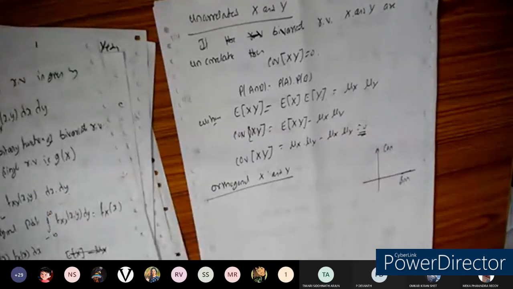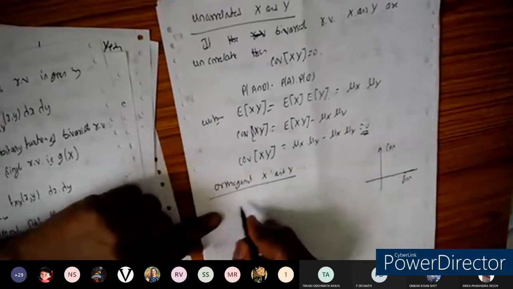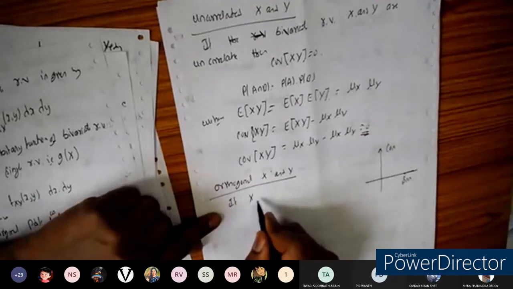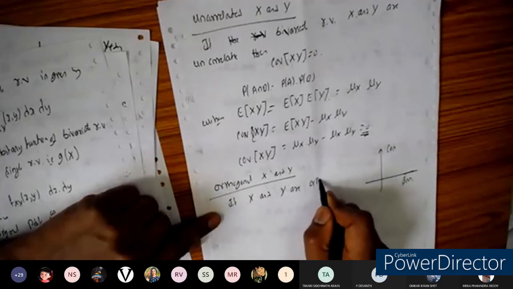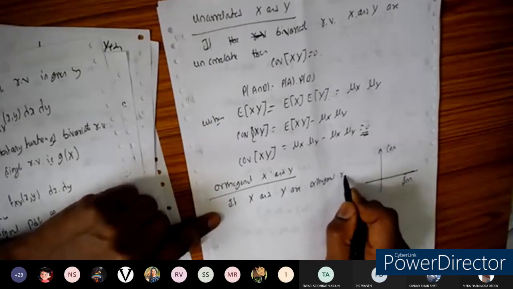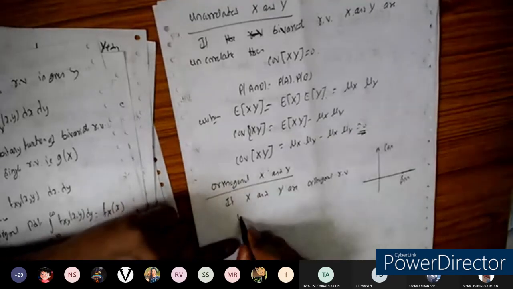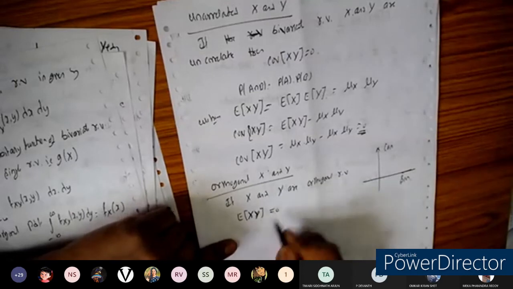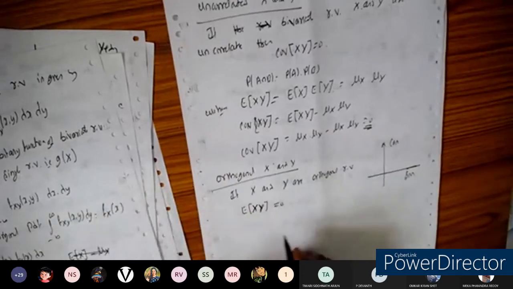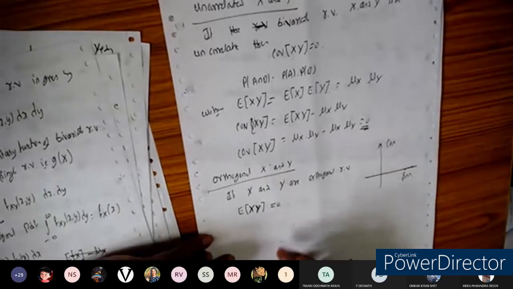Okay, orthogonal signals are nothing but orthogonal random variables, as we'll see here. If X and Y are orthogonal random variables, then the expected value of XY is equal to 0. That is, the correlation will be equal to 0.